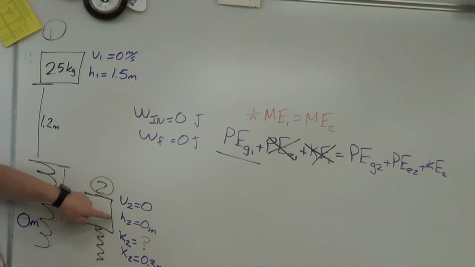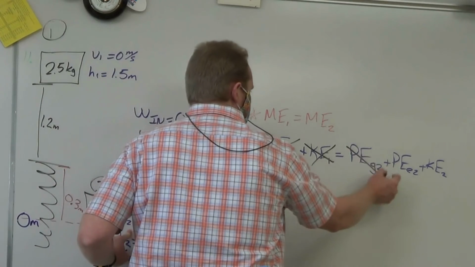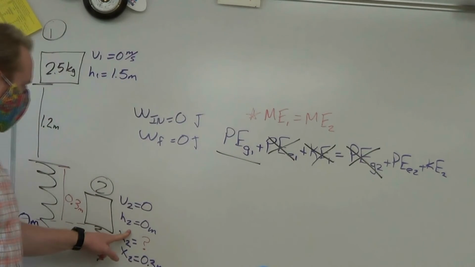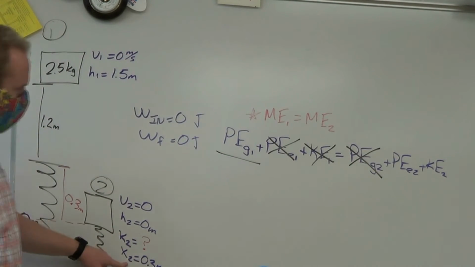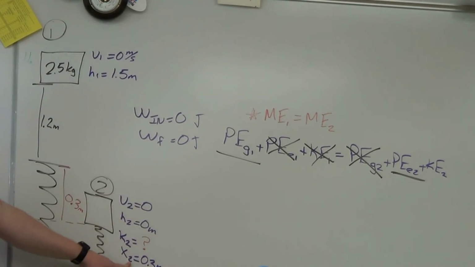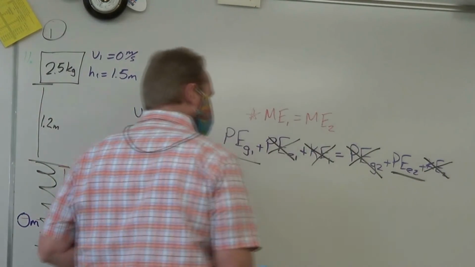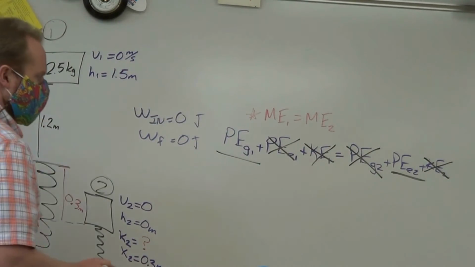At location number 2, we defined that to be a height of 0, so there is no PEG. At location 2, there is going to be a compressed spring, so there'll be a PEE2. And at location 2, because it's at maximum spring compression, there is going to be no kinetic energy.